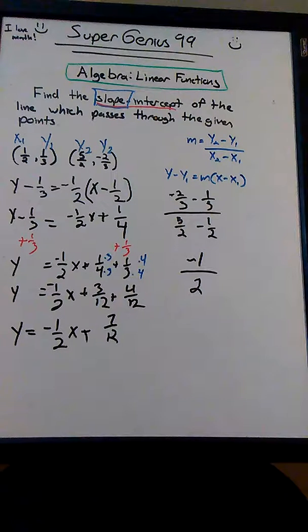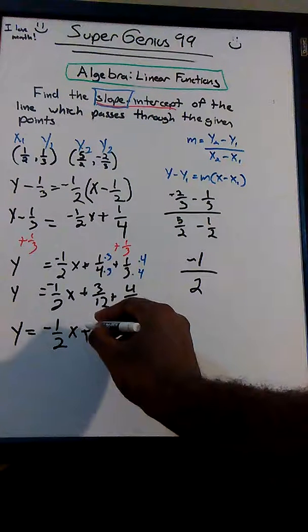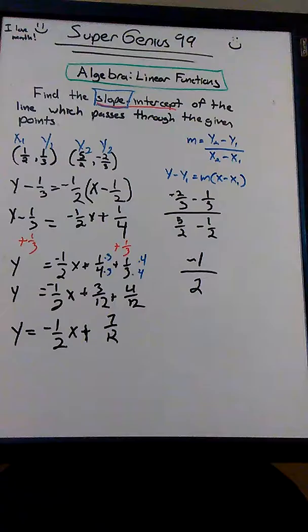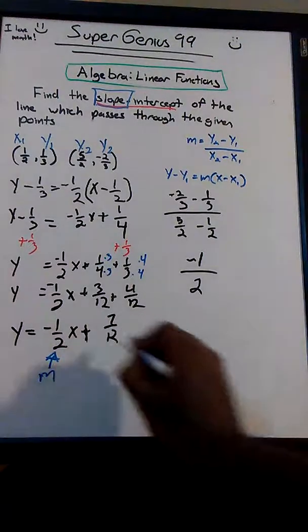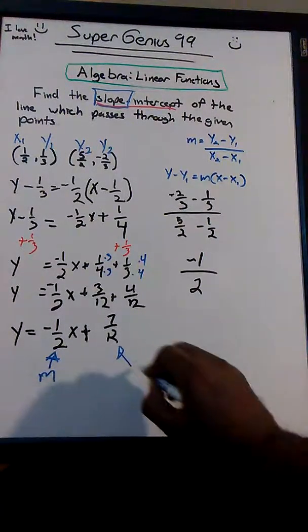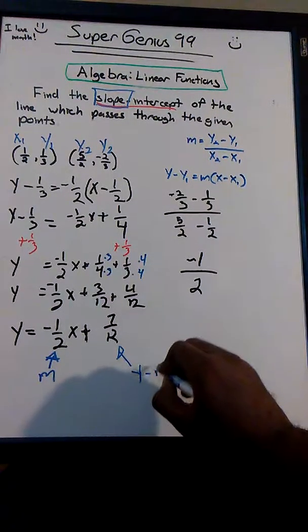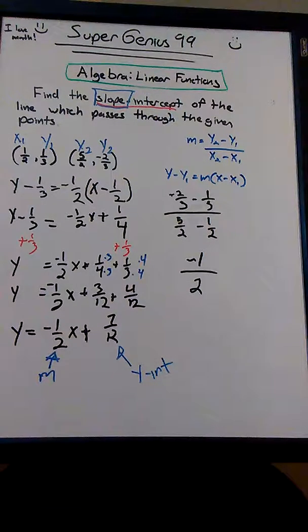And this is in slope-intercept form. How do we know it's in slope-intercept form? Well, here's our slope, and here is our intercept. I'll put INT. There's our y-intercept.